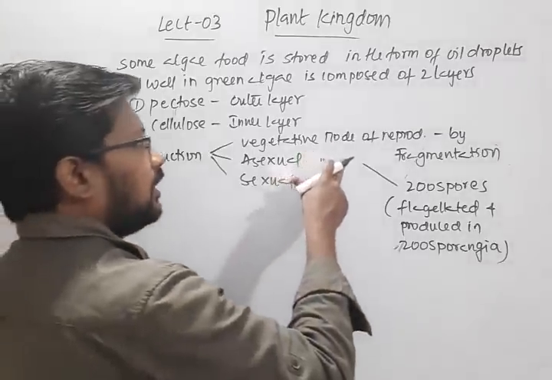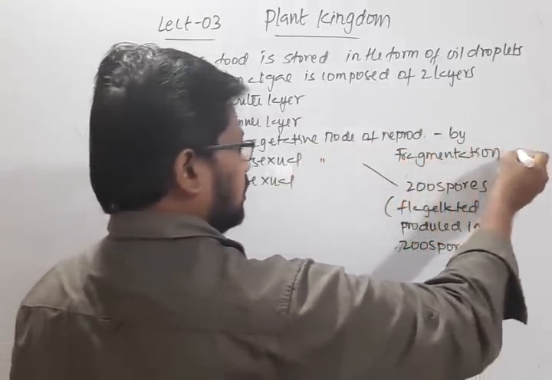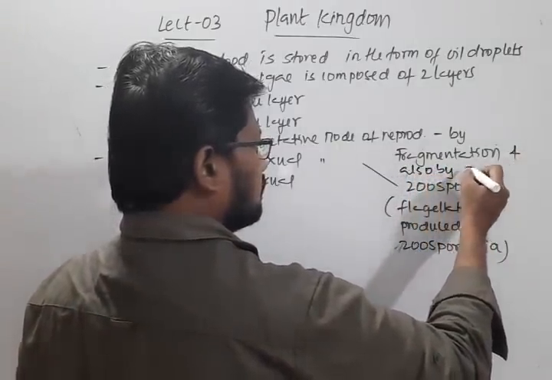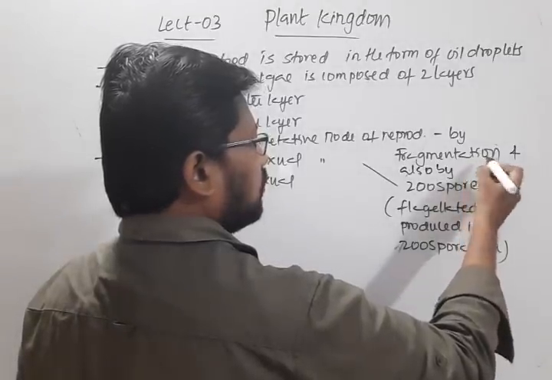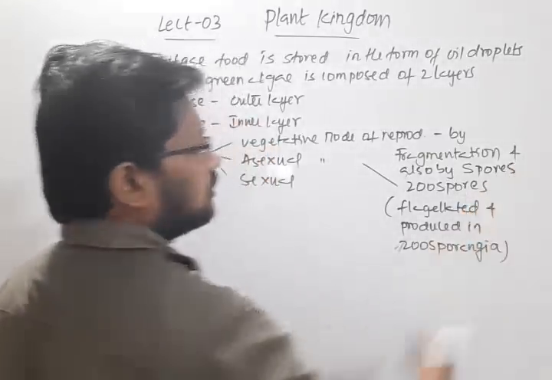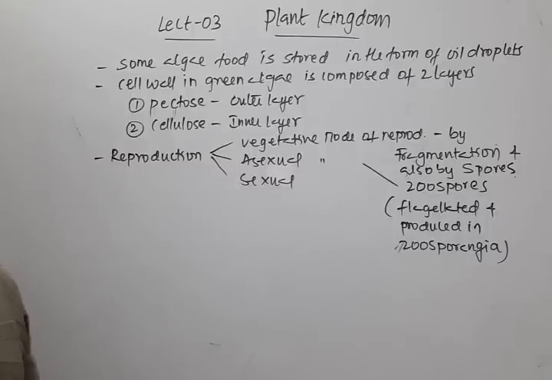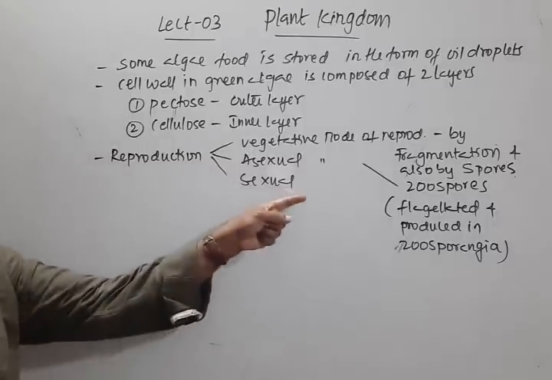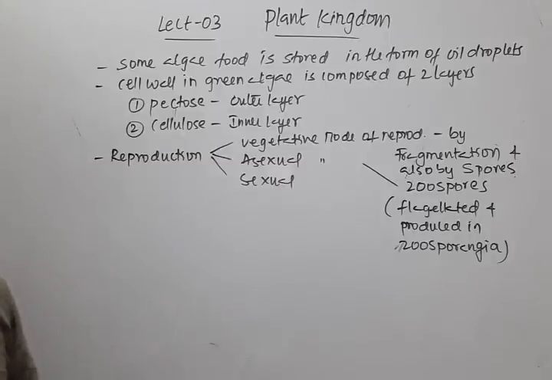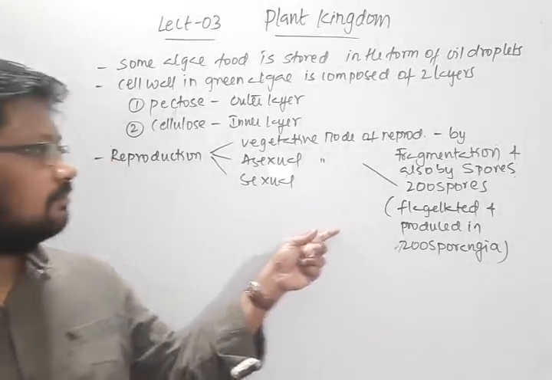And here one more point I need to tell you. In vegetative mode of reproduction, by fragmentation, they also produce spores. And in asexual reproduction there is a formation of zoospores, and they are motile because they have flagella. So because of that they are motile.